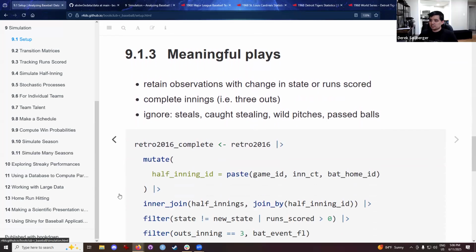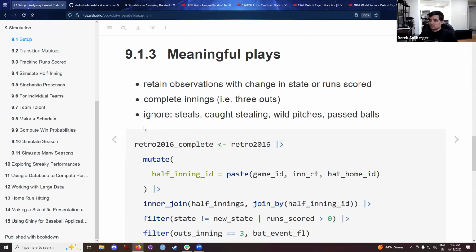Now, there are some edge cases because of how the baseball games play out. So the authors wanted to talk a bit about what we are counting as meaningful plays. We are retaining observations with a change in state or runs scored. So there might be some strange occurrences, such as a freak injury, where the labeling would stay the same, but otherwise something else happened. When we're talking about bases and outs, we're specifically talking about situations where there was a change in state.